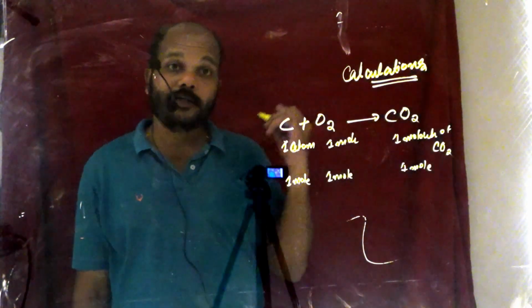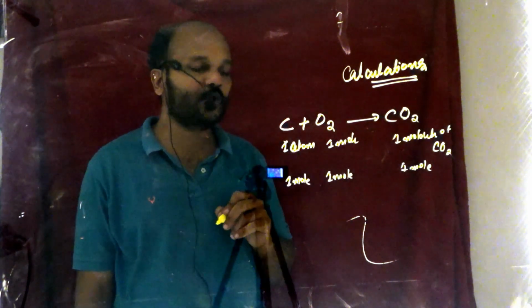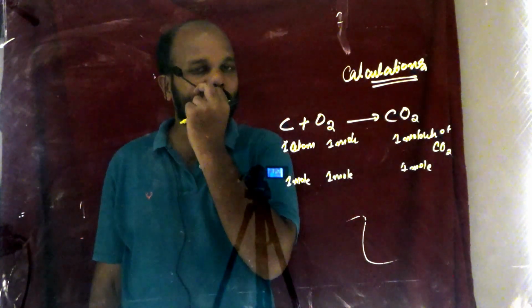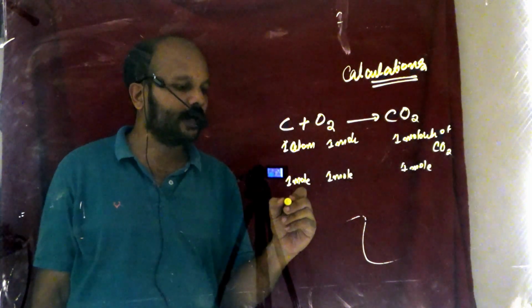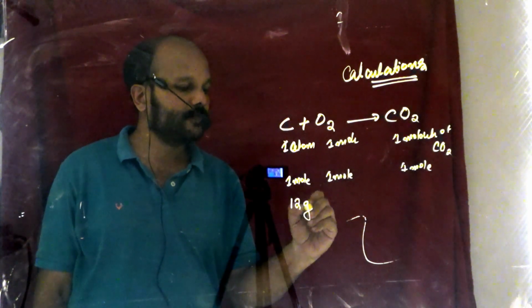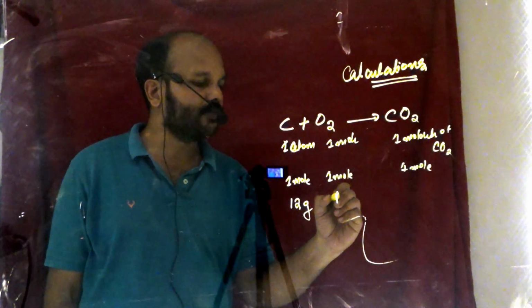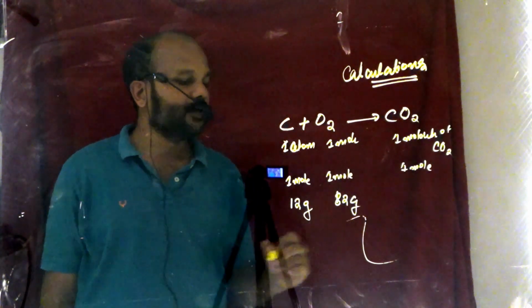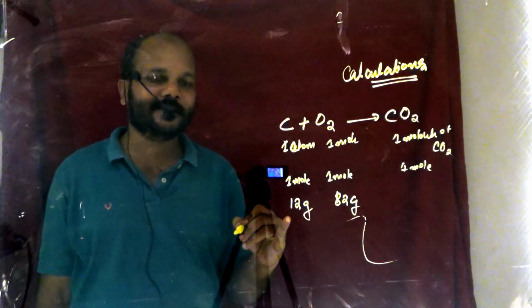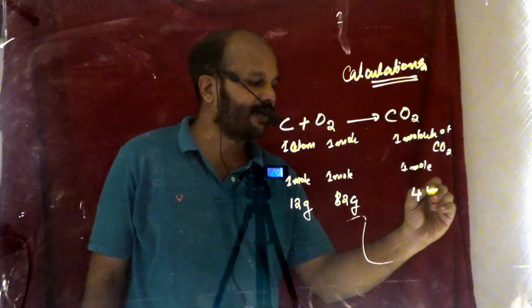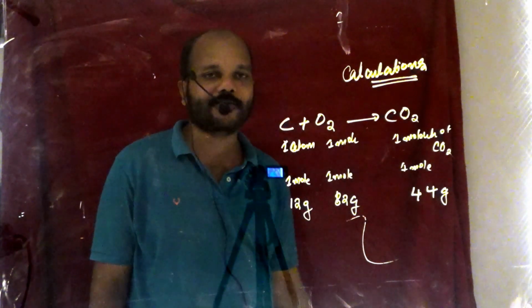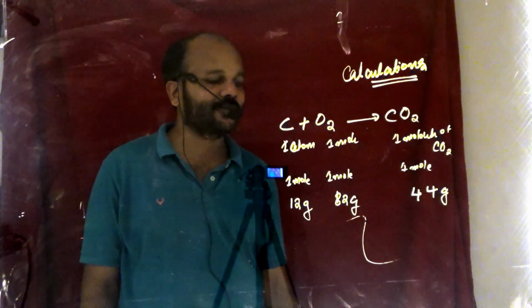Suppose you are talking in terms of mass. One mole of carbon is 12 gram, and one mole of oxygen is going to be 32 gram. So 12 gram of carbon can react with 32 gram of oxygen, and it is going to form 44 gram of carbon dioxide. Here you should understand one point.